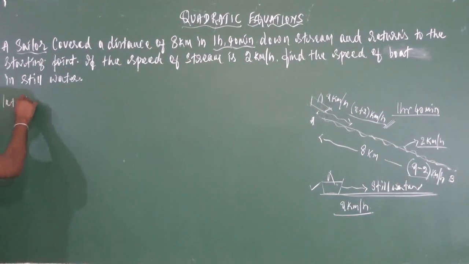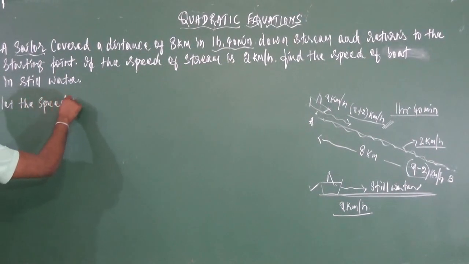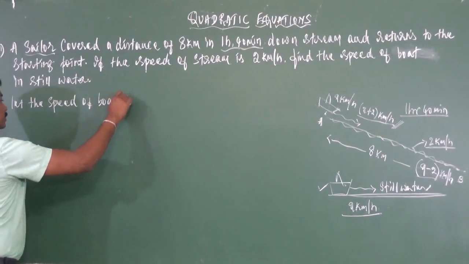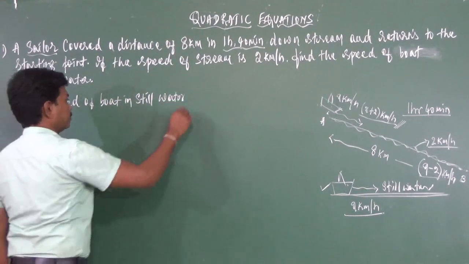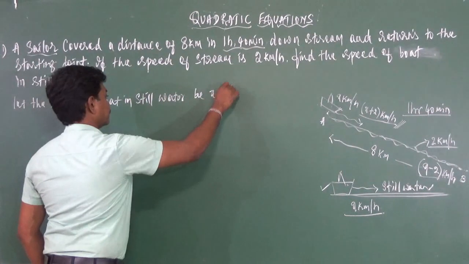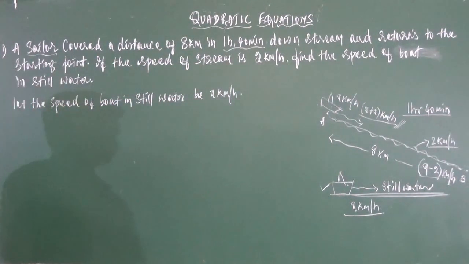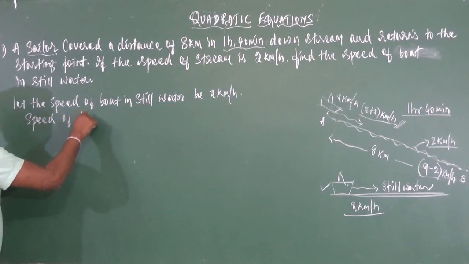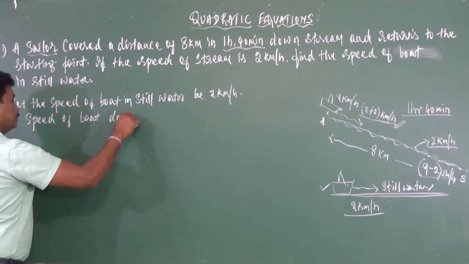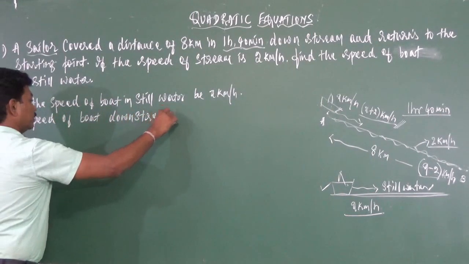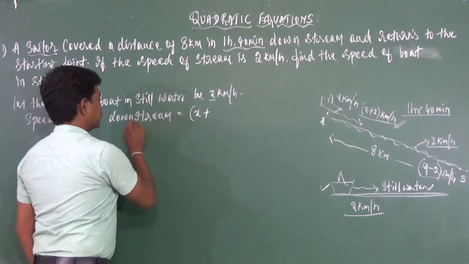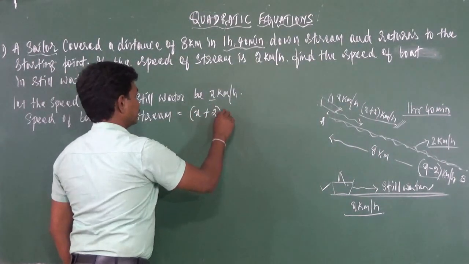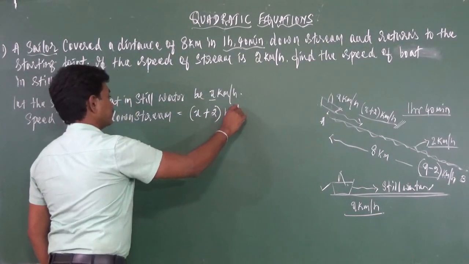So let the speed of boat in still water be x kilometers per hour. Now the speed of boat downstream: the speed of the boat in still water is x kilometers per hour plus the speed of the stream, 2 kilometers per hour. So totally it is x plus 2 kilometers per hour.